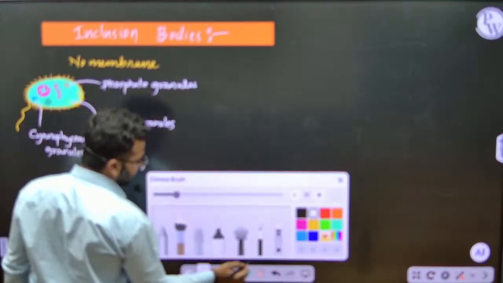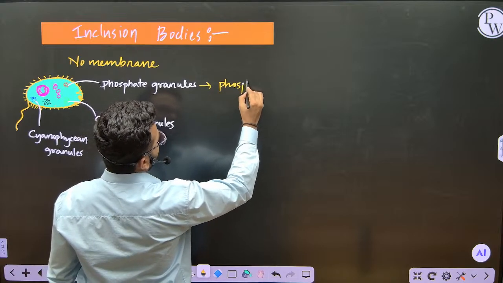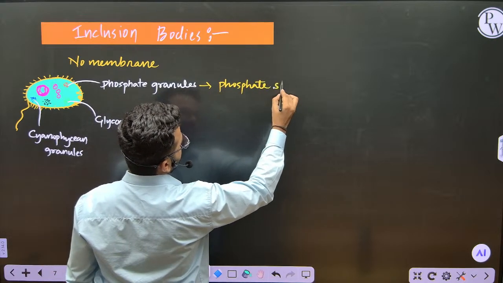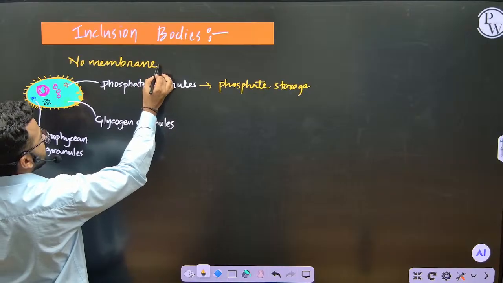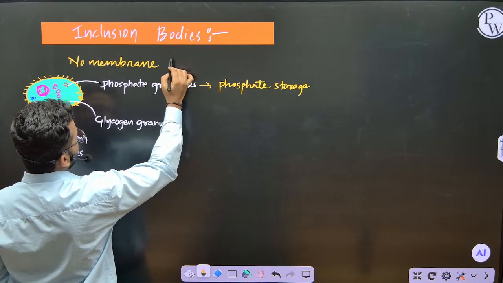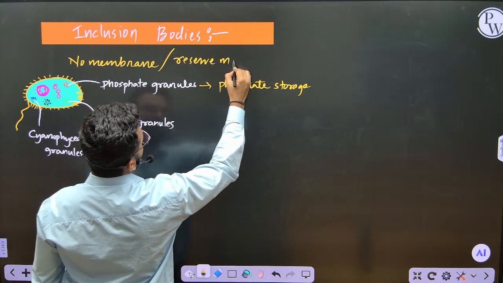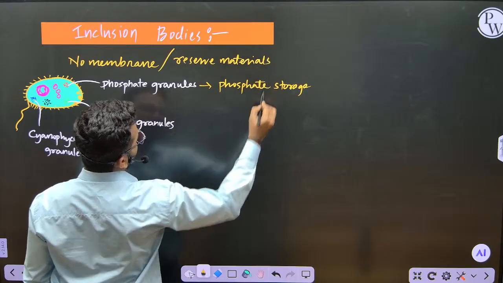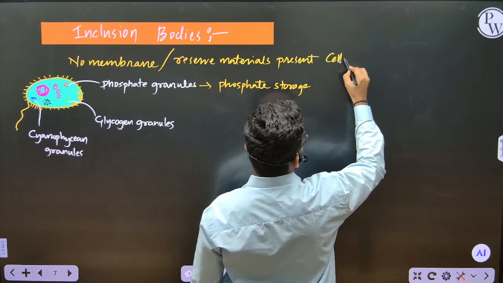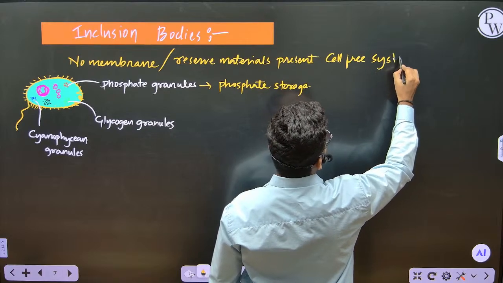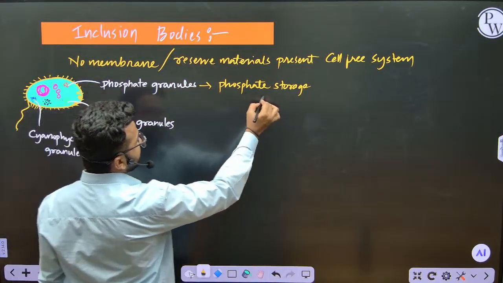Coming to phosphate granules, they contain phosphate. So it is a phosphate storage body. So inclusion bodies are nothing but what? They are not membrane-bound organelles, and these are reserve materials present in the cell-free system. So that is inclusion bodies. And phosphate storage will be there.